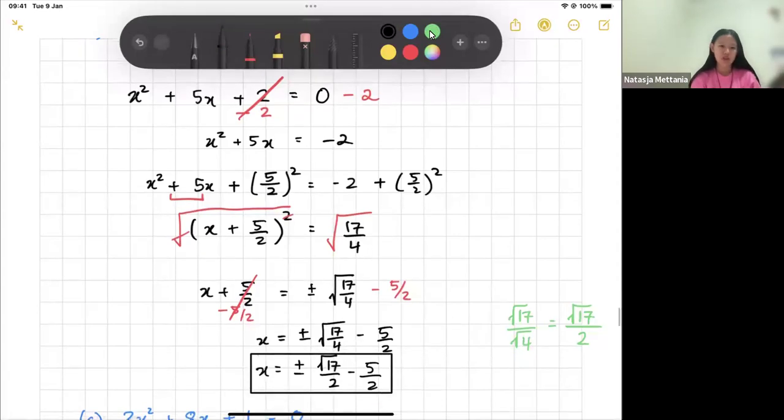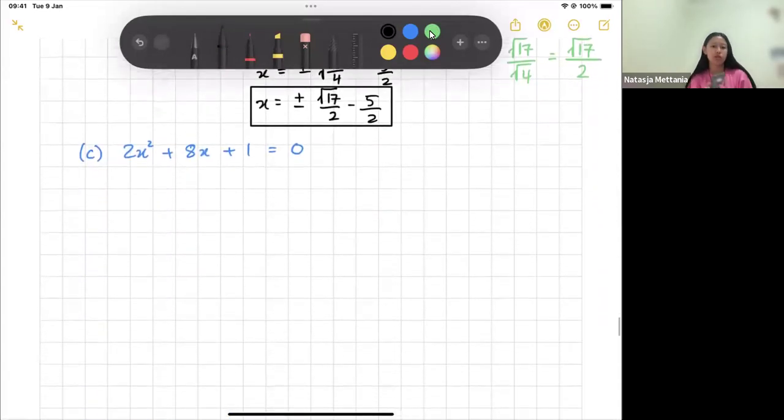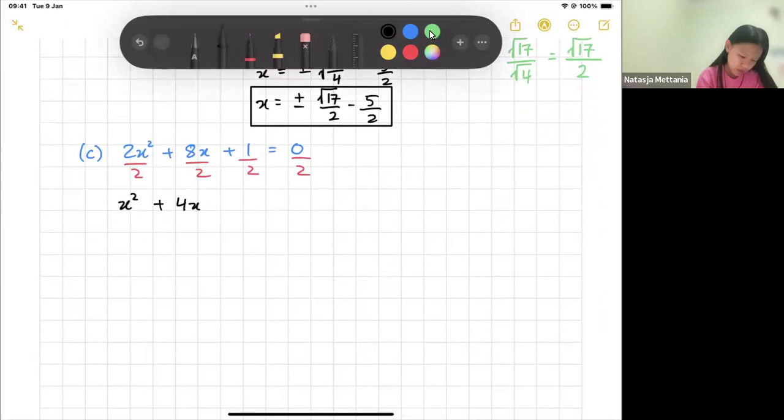Okay, so let's go to question C. 2x squared plus 8x plus 1 equals 0. Same thing, is it monic? No. So I'm going to divide each term by 2 to get rid of that 2 from the 2x squared. What I'm left with is x squared plus 4x plus, in this case, now it's not a whole number. Now it's a fraction that I'm left with. That's the only difference between B and C.